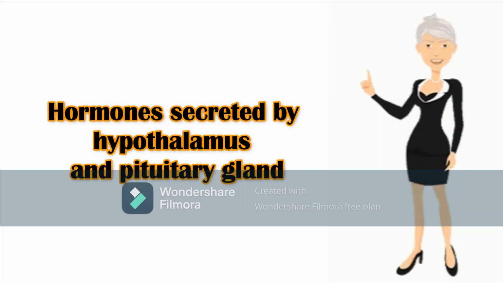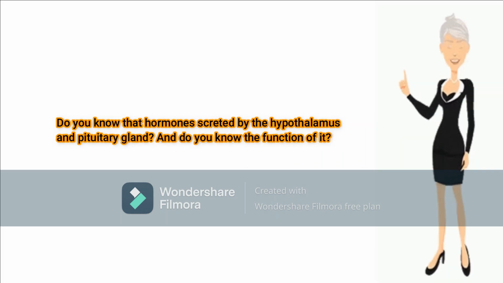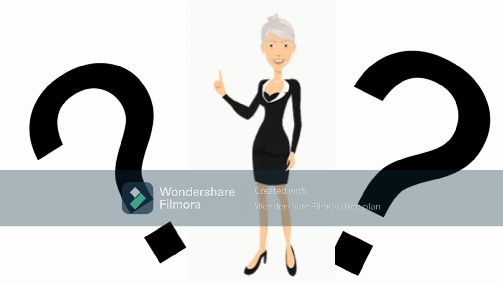Hello everyone! In this video we will discuss the reproductive system of the female, focusing on the hormones secreted by the hypothalamus and pituitary gland. Do you know which hormones are secreted by the hypothalamus and pituitary gland? And do you know their functions?